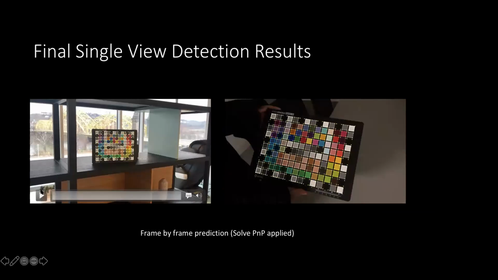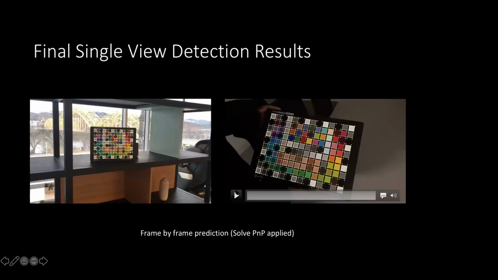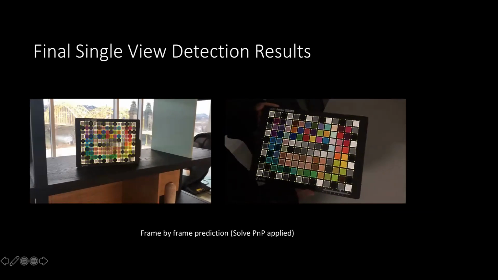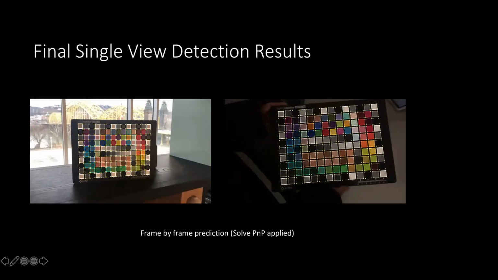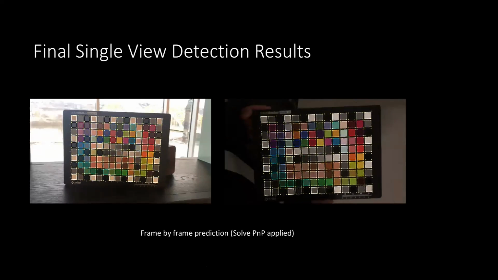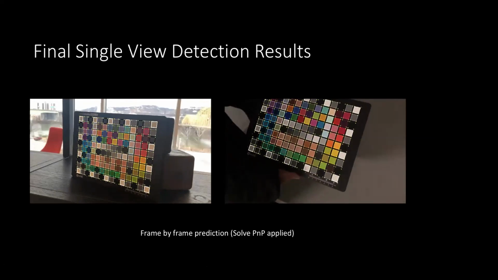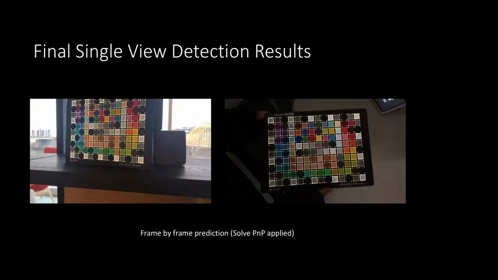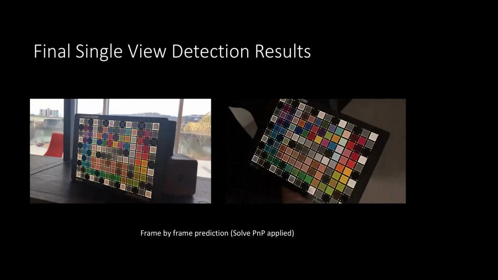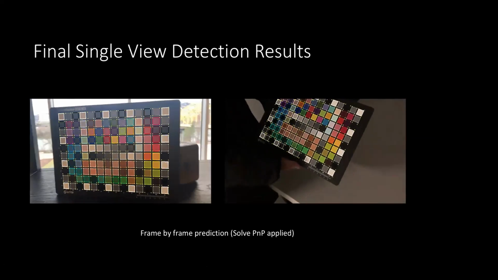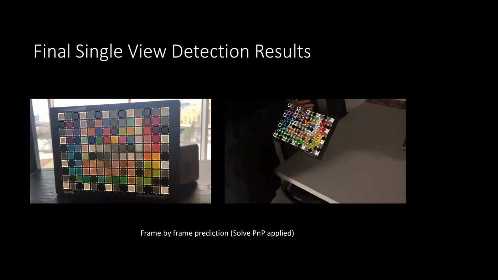And we also tested on the different illumination cases. Note that here we are just doing the frame by frame prediction without any interframe tracking knowledge. You can see even if you place your hand in front of the color checker, the occlusion is not a very severe case. The detection model can still give you reasonable predictions.